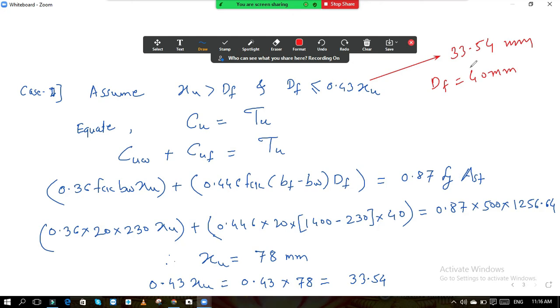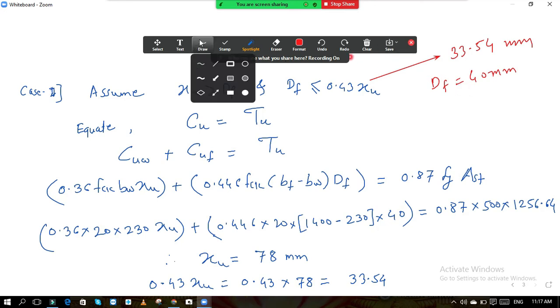So your second assumption is also wrong, because even though your first condition is satisfied, XU is greater than DF, your sub condition is not going to satisfy. DF is less than 0.43 XU, this is your sub condition. It is not going to be satisfied because XU value is 78, and when you have calculated the value of 0.43 XU, then that value is 33.54. But according to this condition, your DF should be less than this 33.54 or equal to 33.54. But here your value of DF is greater. So again, your second condition is also failed.